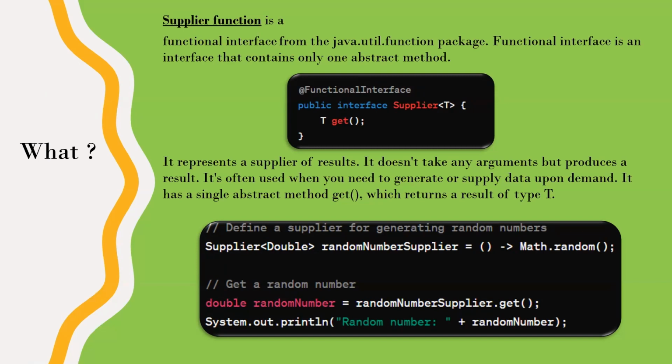Here, let's see a simple example. I want to supply some random number for a functional case, so I'm creating the Supplier function here. Supplier<Double>, where Double means the return type, and randomNumberSupplier is the function name. The function implementation is a lambda expression where I am getting a random number from the Math library. How do we use it? As we discussed, we use the same name, randomNumberSupplier.get(), which will return a random number, and later we can use it wherever we want. So this is a simple implementation of the Supplier function.